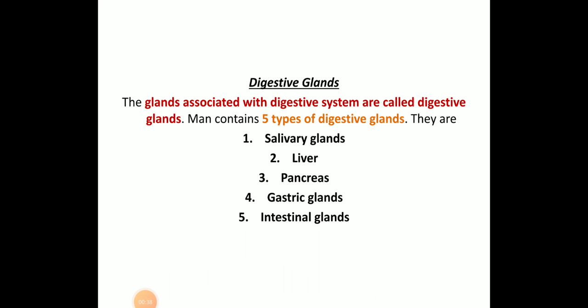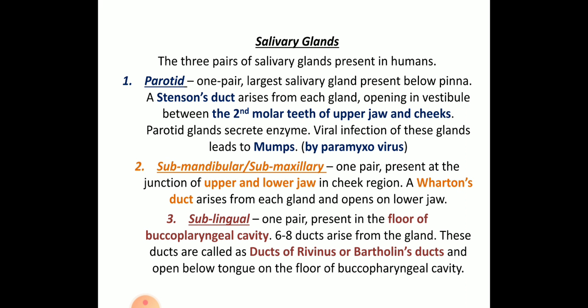So what are these digestive glands? These digestive glands are associated with the digestive system. Mainly there are 5 different types of digestive glands: salivary glands, liver, pancreas, gastric glands and intestinal glands. So let's see in detail about the first one, that is salivary glands.